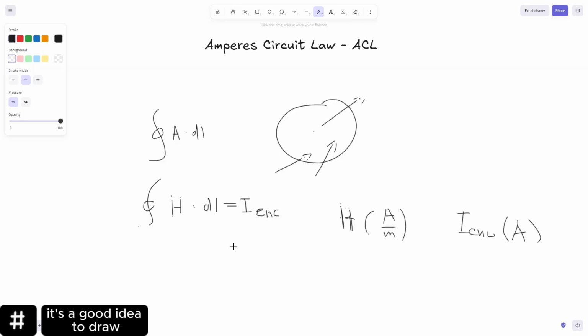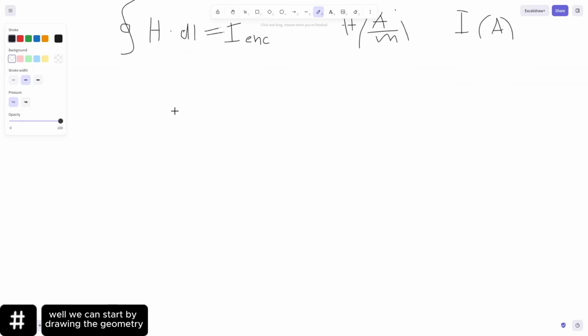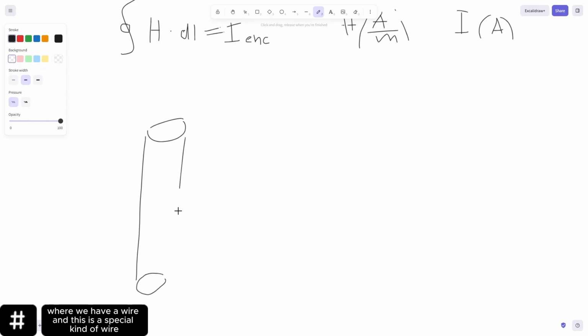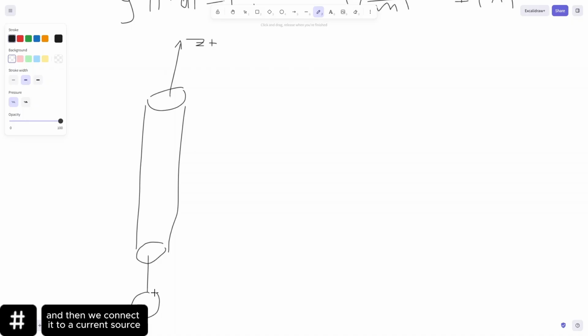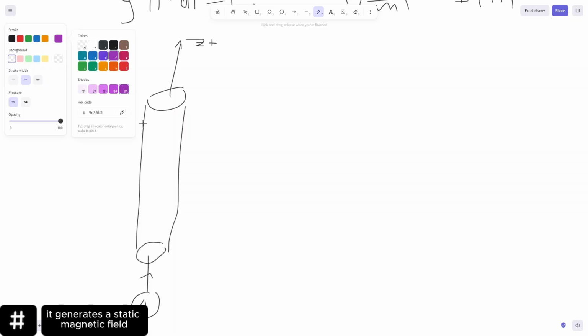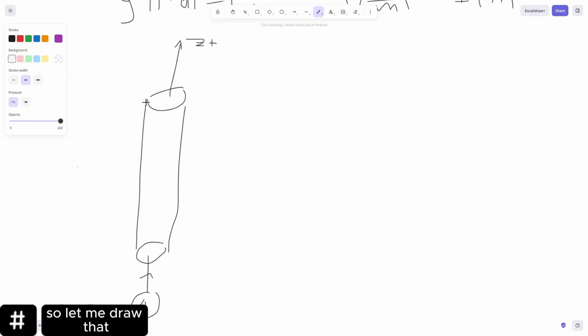To understand it better, it's a good idea to draw. We can start by drawing the geometry where we have a wire, and this is a special kind of wire. Bear with me, but it's an infinite wire in the Z plus direction, meaning that it goes on forever. Then we connect it to a current source, and we have the current running through the wire. As we know, when there is a current through a wire, it generates a static magnetic field. So let me draw that.